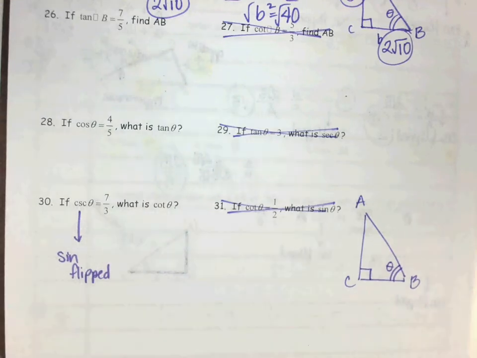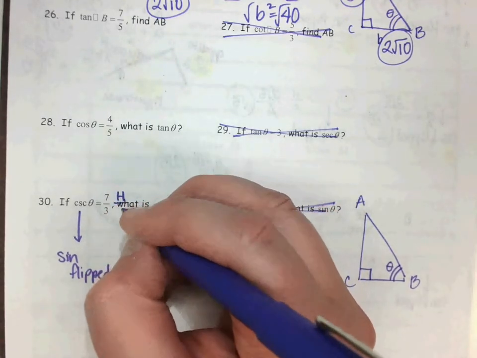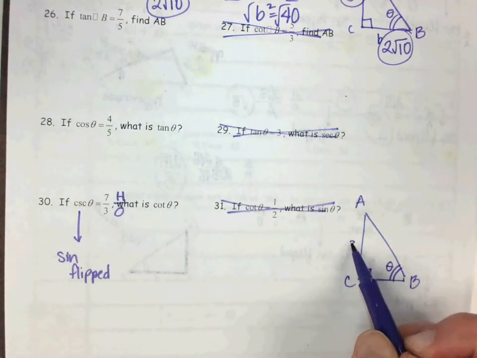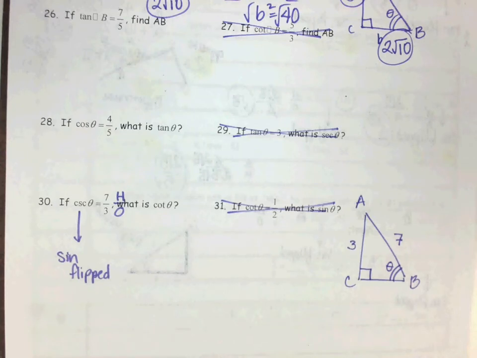Sine is O over H, then what's cosecant? H over O. So my hypotenuse side needs to be how long? 7. My opposite side needs to be 3. So I'm putting a 3 opposite and a 7 here. Now, look on your page. We should already know this side. We already did it earlier.